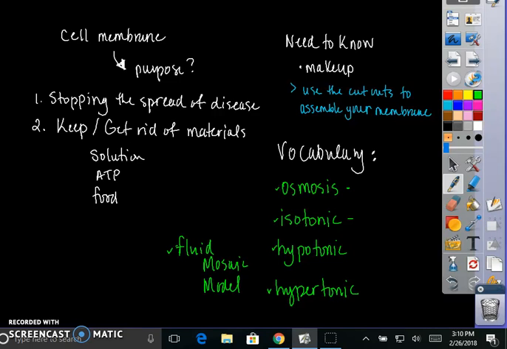Okay, so by now you should have been able to find the definitions for osmosis, isotonic, hypotonic, and hypertonic solutions, as well as the fluid mosaic model. The first interactive that you did was you used the cutouts to assemble your membrane, and you also had access to the toothpicks. I'm hoping that you found those at each one of your desks. But I just want to review the definitions very quickly.